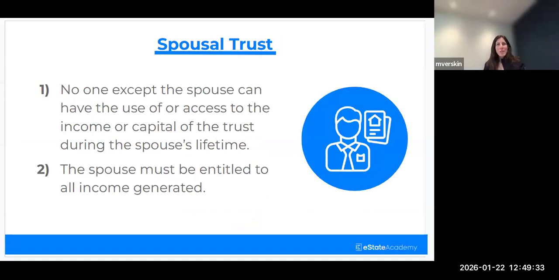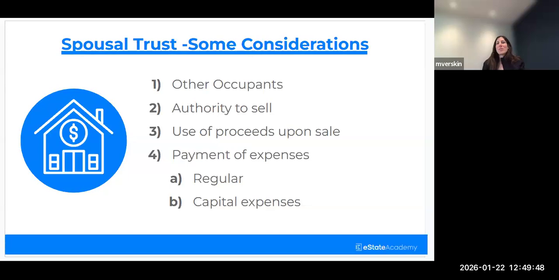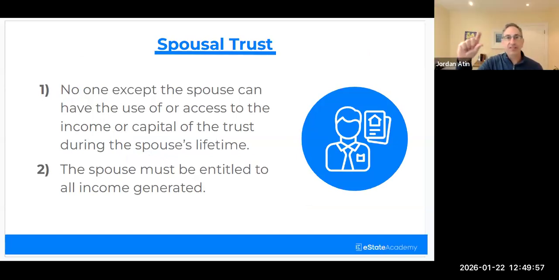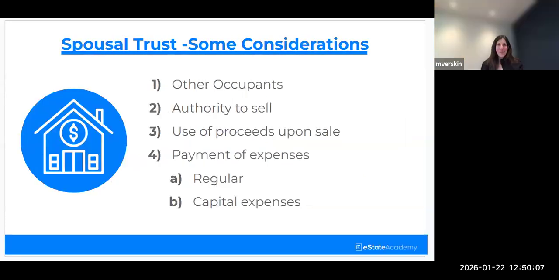But what's really important about a spousal trust is that nobody other than that spouse can use the assets. They can't get income from them. They can't enjoy the assets during the spouse's lifetime. It all belongs to the spouse. And on death, it goes to whoever is listed in the spousal trust, the capital beneficiaries. And if you want more information about what qualifies as a spousal trust, you can check out Marissa's previous webinar that we did on spousal trust QSTs and those kinds of things. Sounds good.